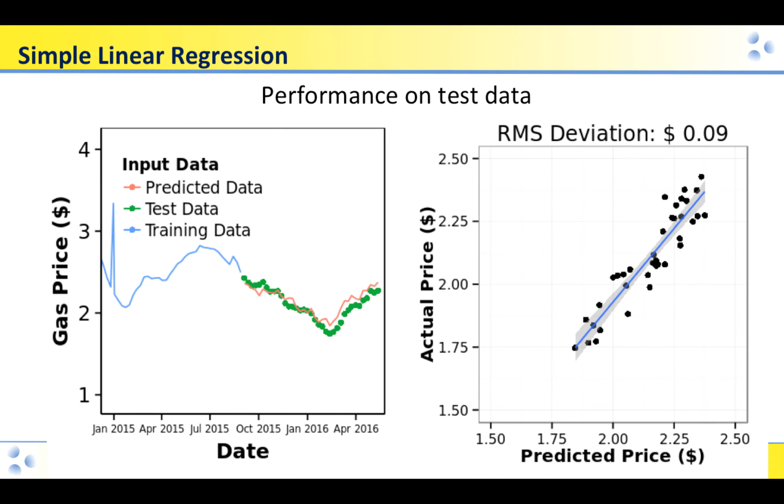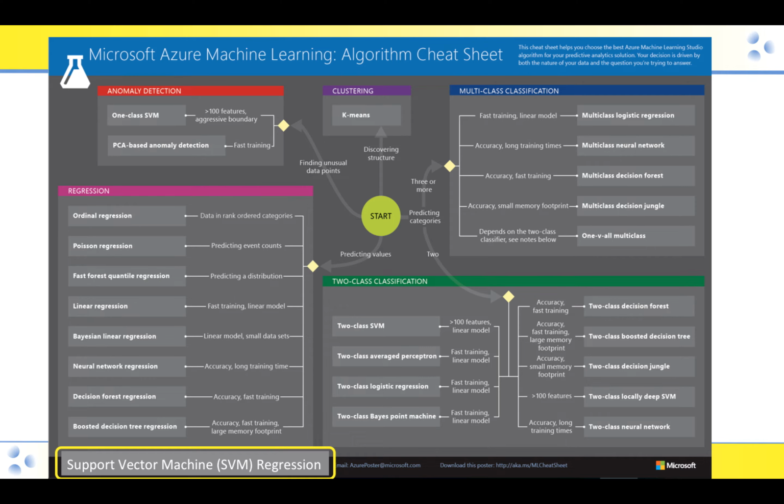If I look at then the performance on the test data that I didn't use for training, this is from about the last 6 months or so, from October 2015 to April 2016. I see that the model does a reasonable job of predicting where the price of gasoline will go on data points for which it has had no prior information. The overall RMS deviation is about 9 cents, and the relationship between predicted and actual price is fairly linear. Although I can see that my model is drifting a little bit from the actual data starting in about February 2016. My predicted values are a little bit higher than what actually happens.